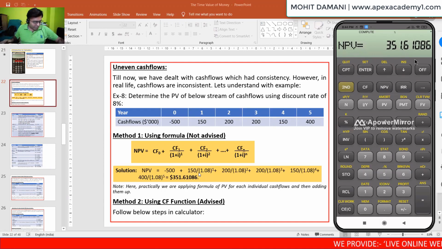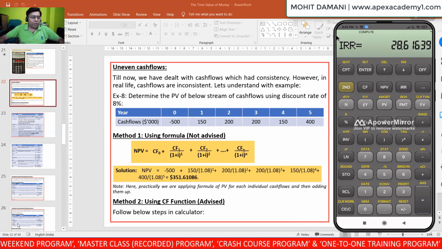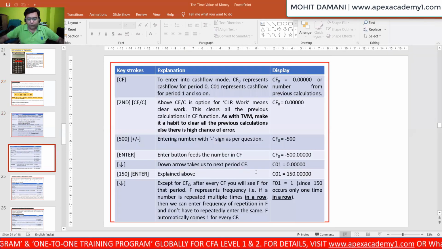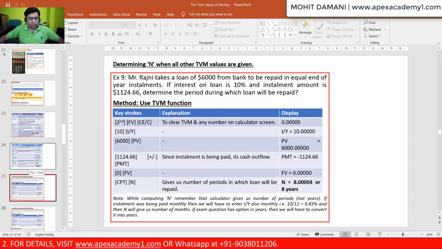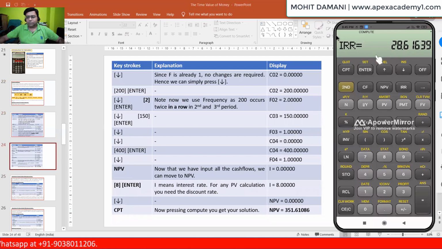Suppose you want to calculate IRR for this cash flow, just click on IRR and click on the compute button. 28.6% is the IRR. And all the keystrokes with regards to this are mentioned over here. Okay, any doubt, any question on the CF function?